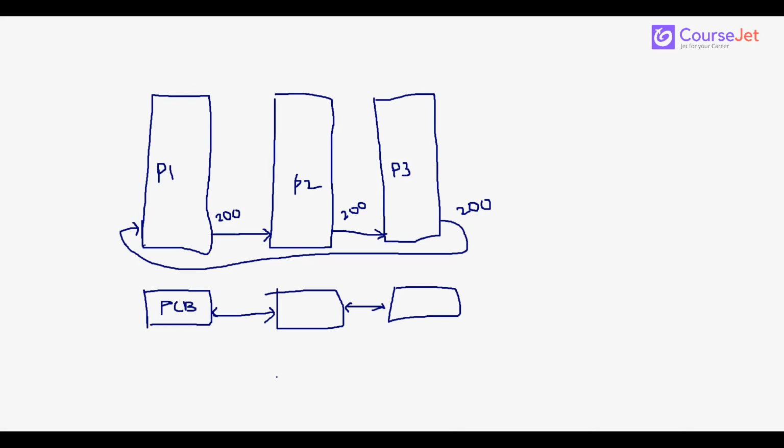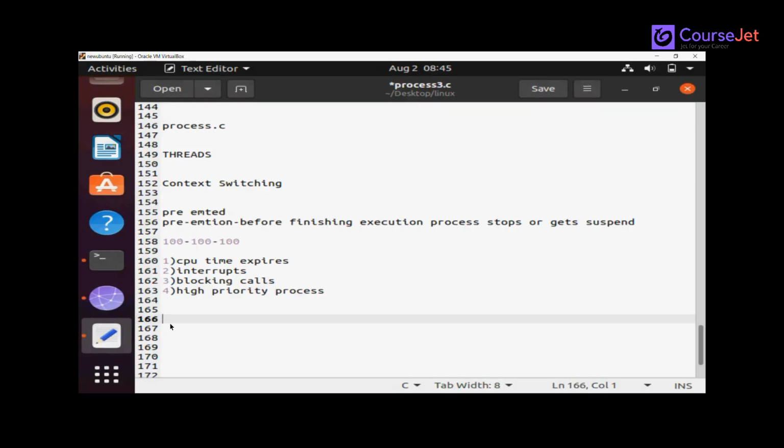So who is going to decide this? The scheduler is going to decide this. Scheduler is an algorithm or program, you can say. An algorithm is nothing but a step-by-step program. The scheduler is a program which decides which process to run next.